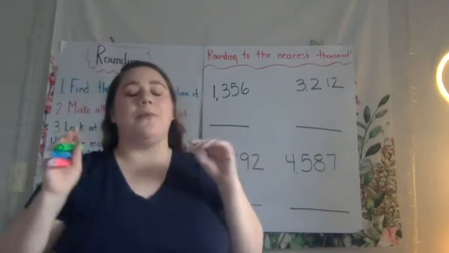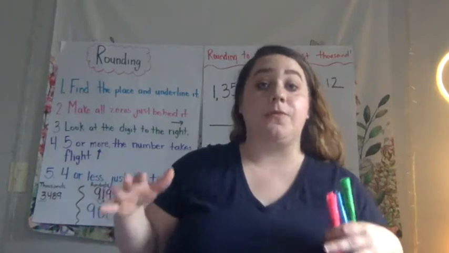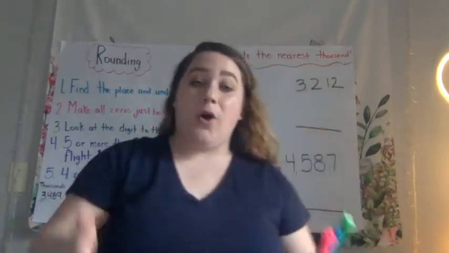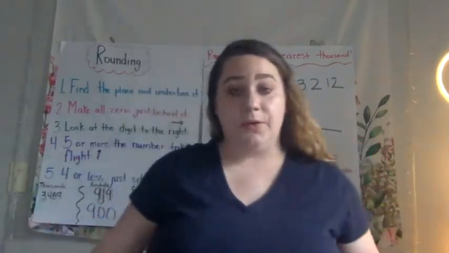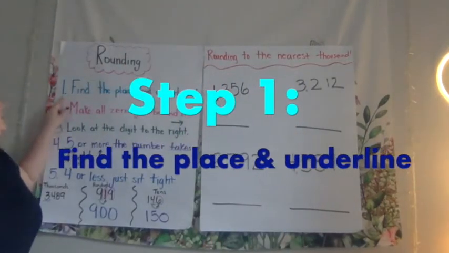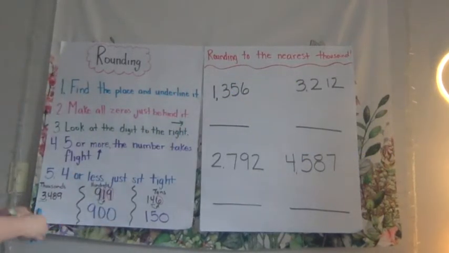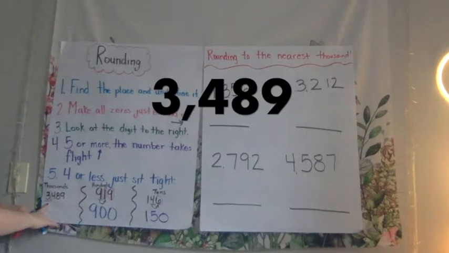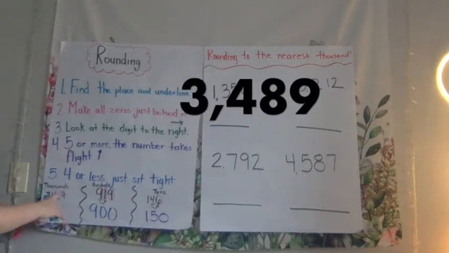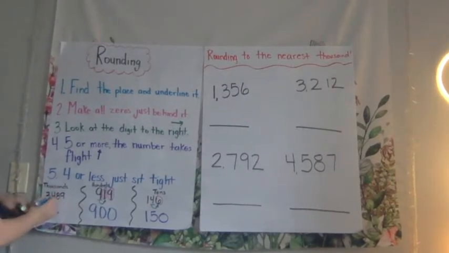So when we're rounding to the nearest thousand, we're still following all of the same steps that we were before. Now it's just moving over again to the next place value. So let's go through our steps one more time. Our first step is to find the place and underline it. So down here, I have this number, 3,489. I'm rounding to the nearest thousand, so I underline my 3.